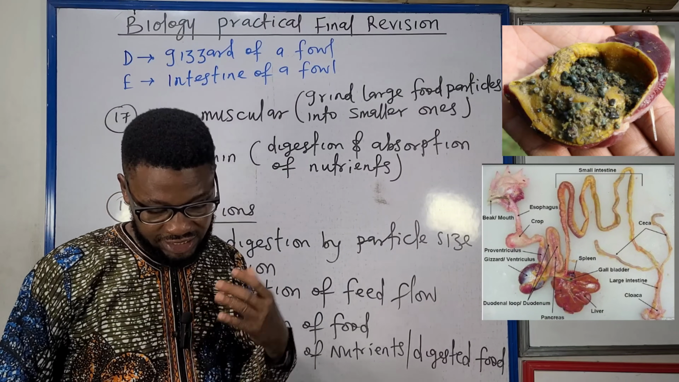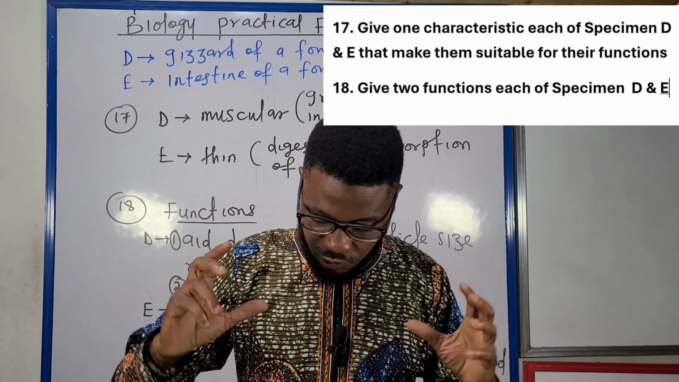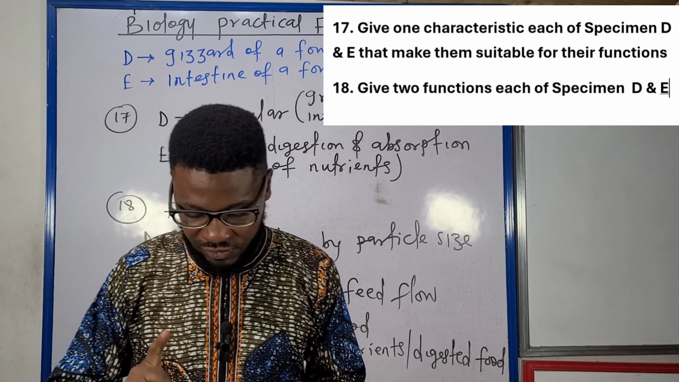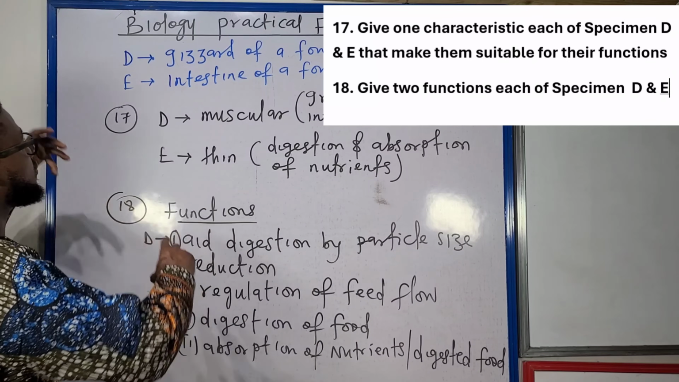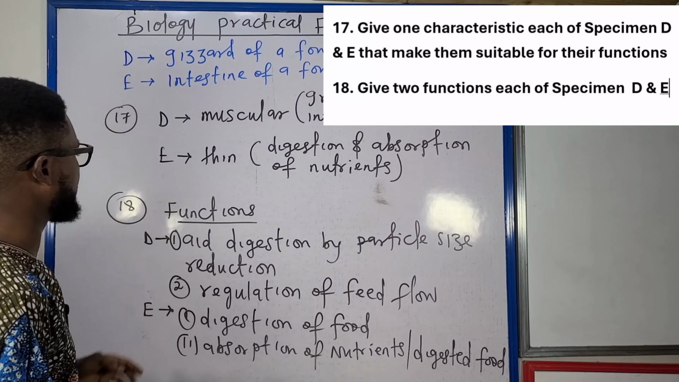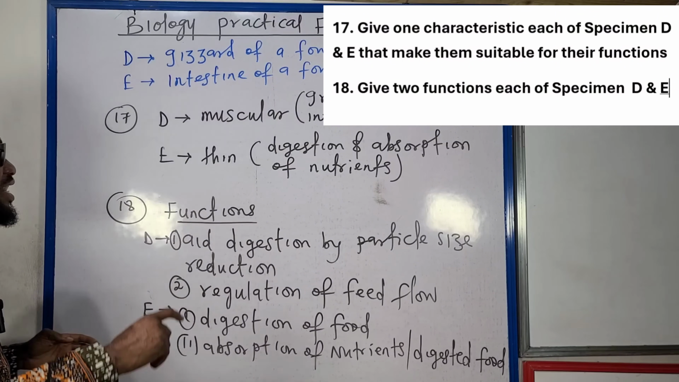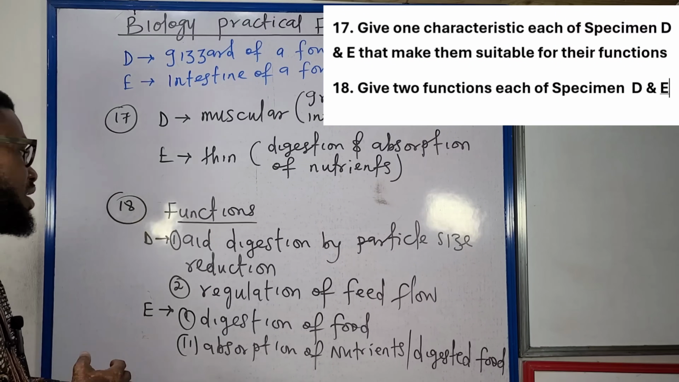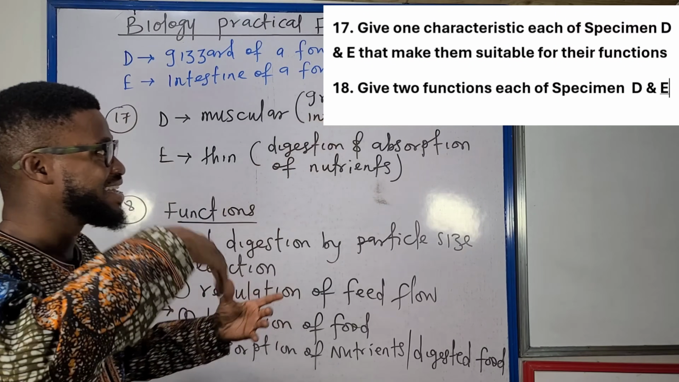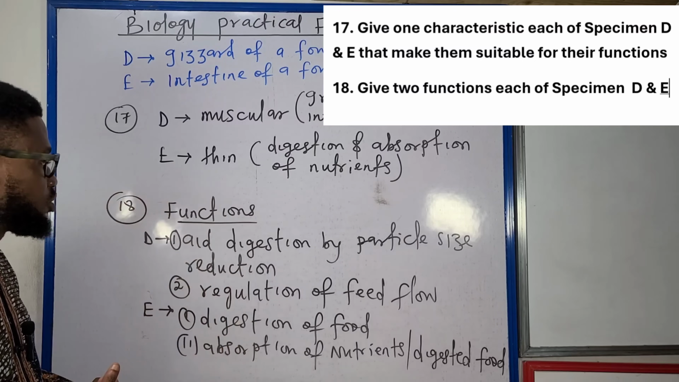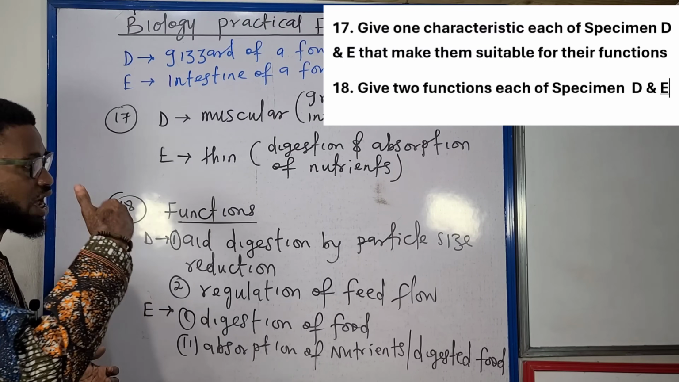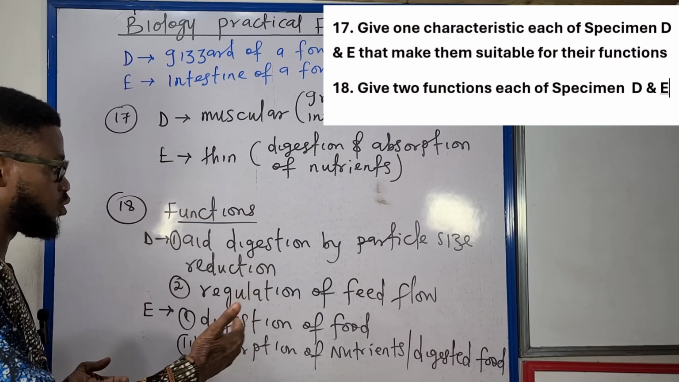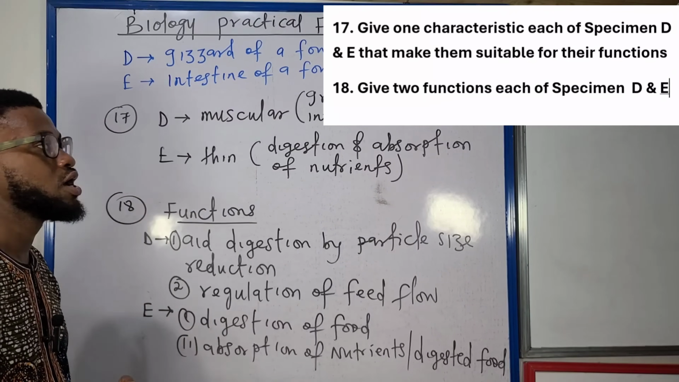Then for question 18, as you can see on your screen, it says we should give two functions each of specimen D and specimen E. So we should give two functions for specimen D, specimen E. What are the functions of the gizzard? It aids digestion by particle size reduction. I've said that there. It grinds large food particles into smaller ones, and also it regulates feed flow. That's regulation of feed flow.